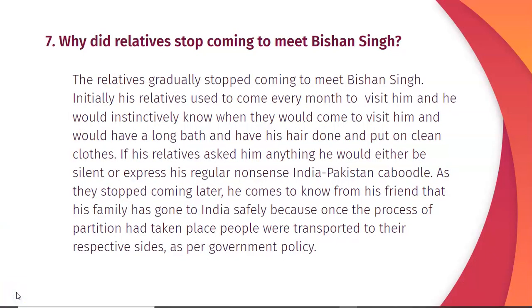Question number 7. Why did relatives stop coming to meet Bishan Singh? The relatives gradually stopped coming to meet Bishan Singh. Initially, his relatives used to come every month to visit him, and he would instinctively know when they would come and would have a long bath, have his hair done and put on clean clothes. If his relatives asked him anything, he would either be silent or express his regular nonsense of the India Pakistan caboodle. When they stopped coming later, he came to know from his friend that his family had gone to India safely, because once the process of partition had taken place, people were transported to their respective sites as per government policy.